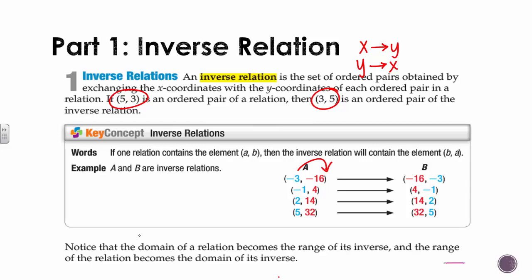Notice that the domain of a relation becomes the range of its inverse, and the range of a relation becomes the domain of its inverse. So these blue ones here were all the domain, but in the inverse, they're the range. The red ones were the range, and then in the inverse, they became the domain.